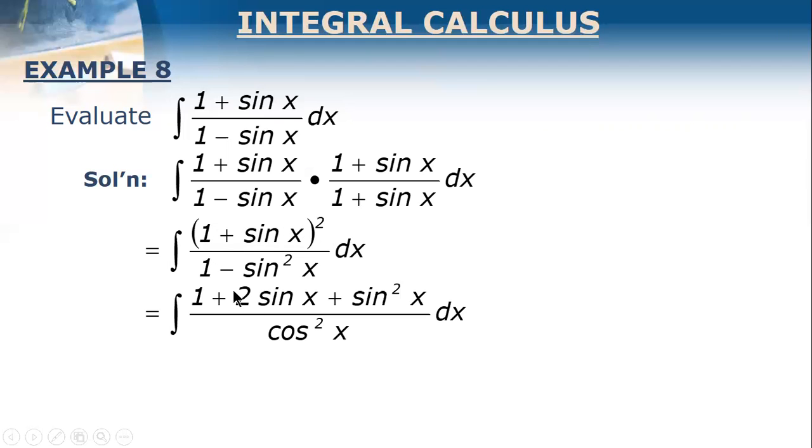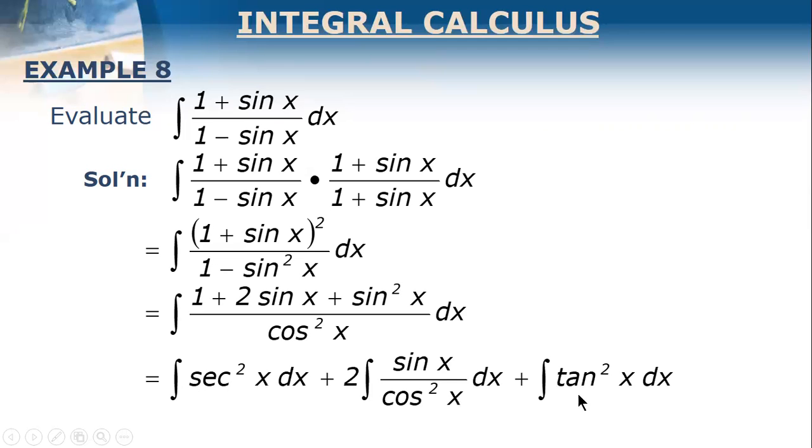Expand the numerator. See the expansion. And with a single term in the denominator, we can separate the 3 terms, like this one. 1 over cosine squared, the reciprocal of cosine is secant, so secant squared. And then 2 times the integral of sine x over cosine squared x. And then the integral of sine squared over cosine squared. Sine over cosine is tangent. So we have this one.